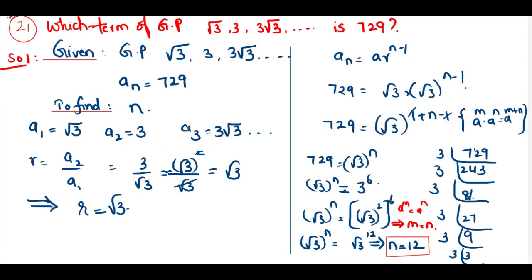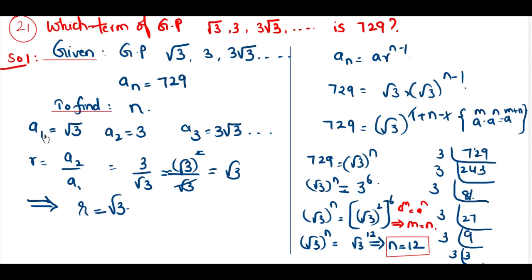Which term of the GP root 3, 3, 3 root 3 and so on is 729? So what is given? It is given that the GP is root 3 comma 3, then 3 root 3 and so on. So we need to check which term of this GP is 729. So let us take that 729 as the nth term. So we have taken AN is equal to 729. Which term of the GP means we need to find the n value.